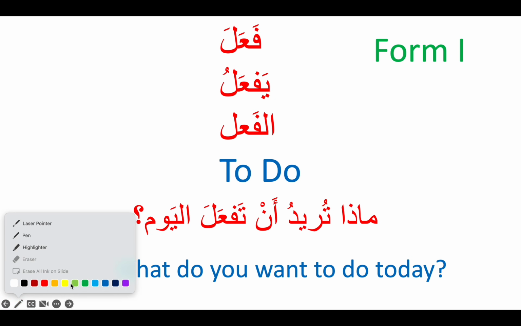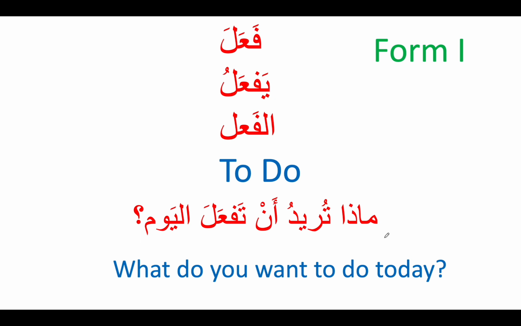So let's quickly analyze this. ماذا, what? تريد. So this is a form 4 verb with a weak middle root letter. So أراد, يريد, and then أن, to. After أن, the verb needs to be in the subjunctive. So that's why we have the فتحة and تفعل. And then اليوم is today.